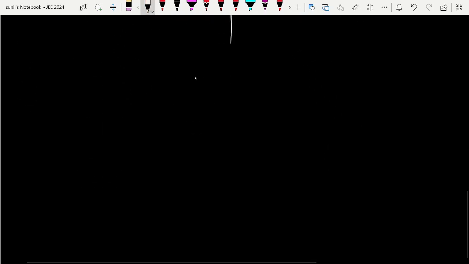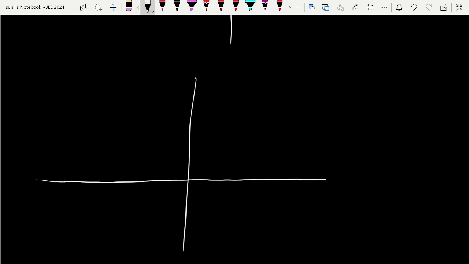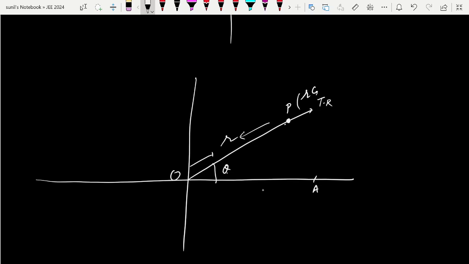Now suppose, let us define it this way. Suppose we have this point P on the ray, this is the terminal ray, and this OA is the initial ray, and suppose this angle is theta and this distance is R. Then what is the coordinate of this point? This is R cos theta comma R sin theta.